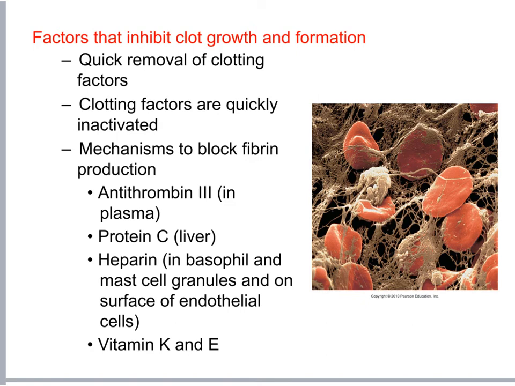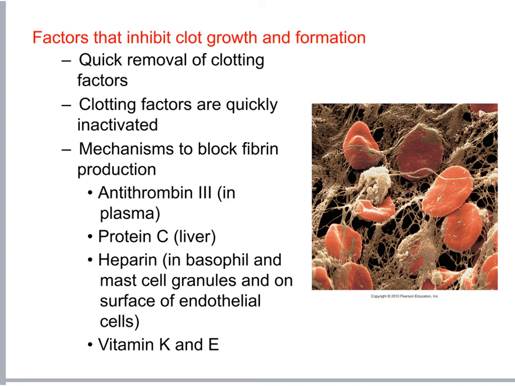Now, the only thing that's probably more important than having a clot, or at least equally important, is to inhibit clots when you shouldn't have them. So once a clotting cascade has begun, it continues until a clot forms. All right, and then we have to get rid of it very quickly. We get rid of those clotting factors really quickly. We inactivate all of the clotting factors, and if that wasn't enough, we do have things that prevent fibrin production when we shouldn't have it.